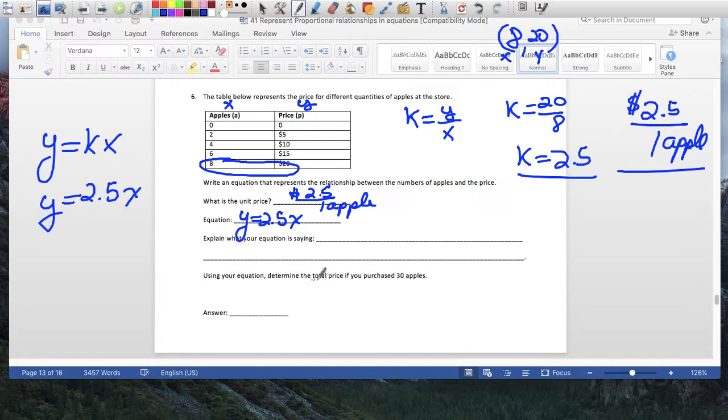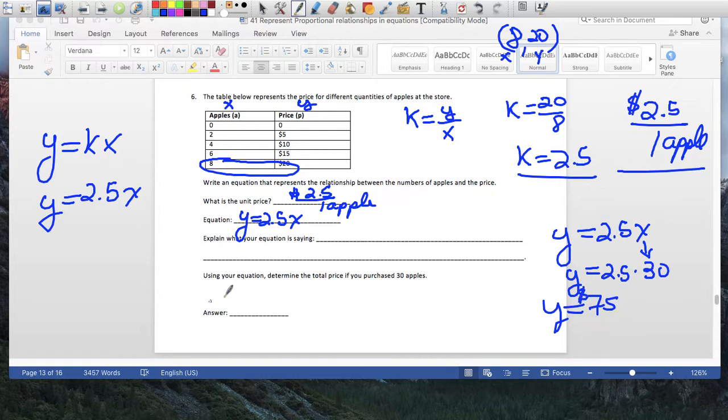So use your equation to determine the total price if you purchase 30 apples. Well, here's y equals 2.5x. So if I buy 30 apples, I'm going to change that to 30, multiply by 2.5 to get my total y. So y would be 2.5 times 30, which is going to give us $75. And I used my equation to find it. So the answer is 75.